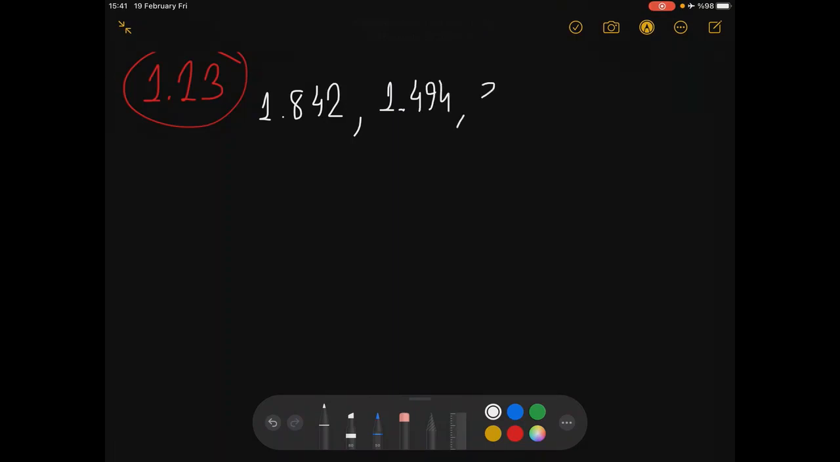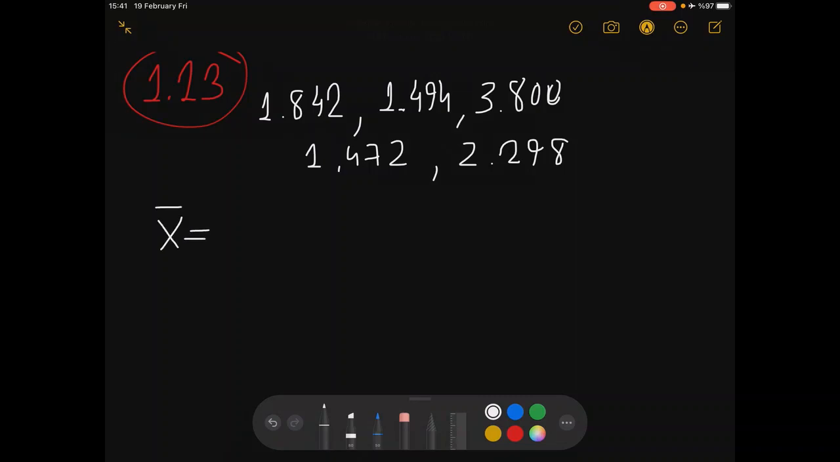Now let's try to solve an example from our textbook together, so that we will have a better understanding here. So we will take a look at this question, and we have some data here: 1.842, 1.494, 3.8, and 1.472, and the last one is 2.298. Okay, the question asks us to first find the arithmetic mean of this data set.